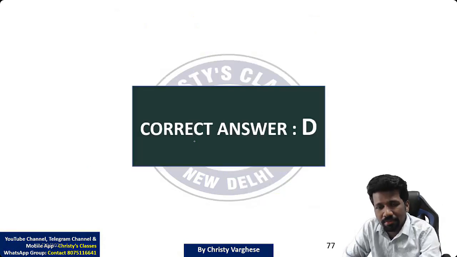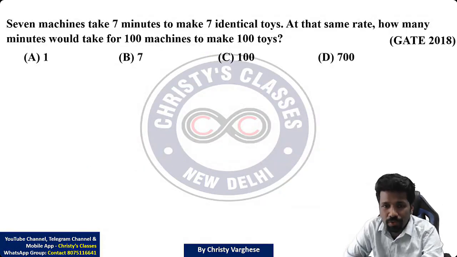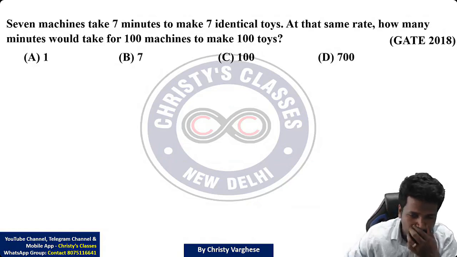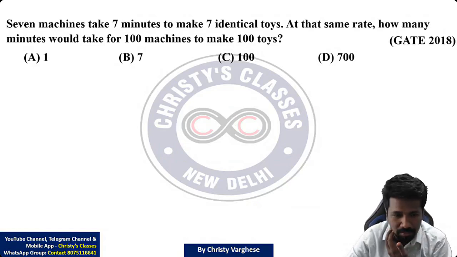The process was the same as the previous question. If so, then try this question. This is a 2018 GATE exam question, the same question got repeated in CSIR also.